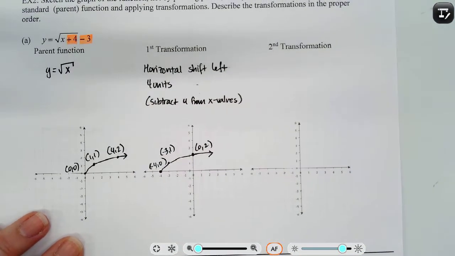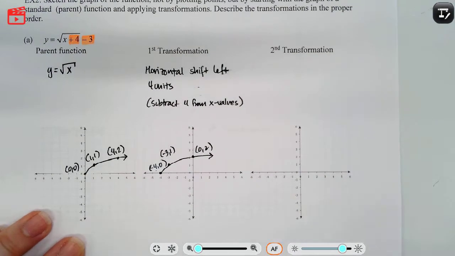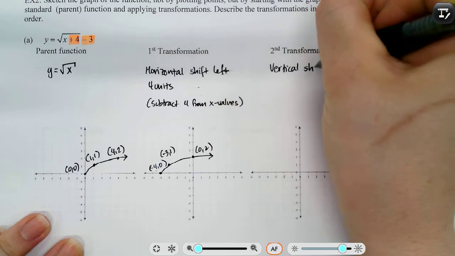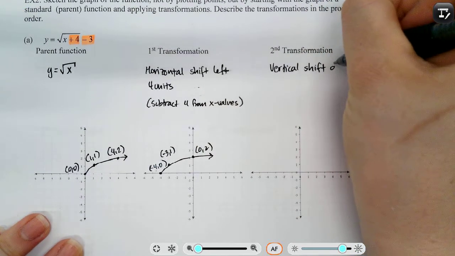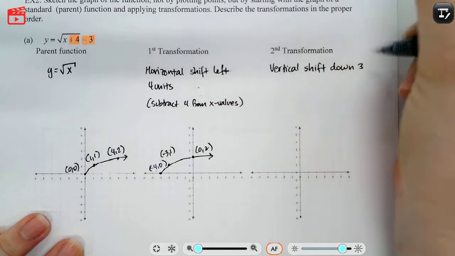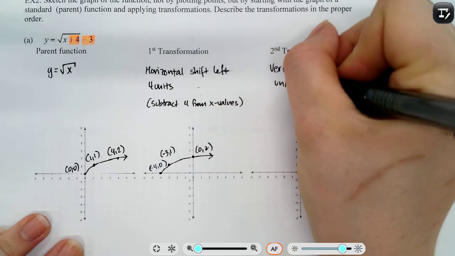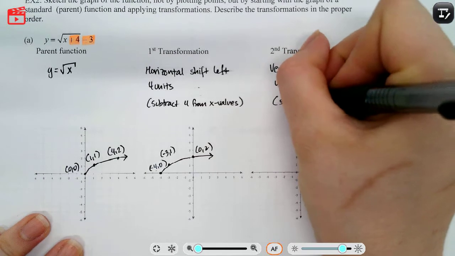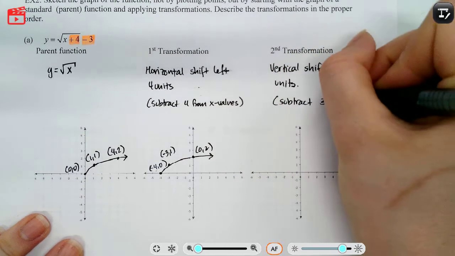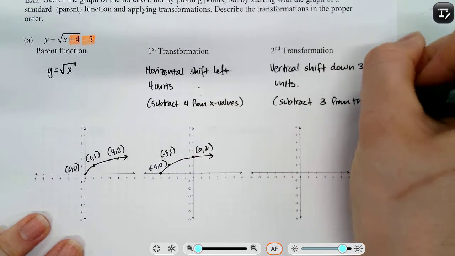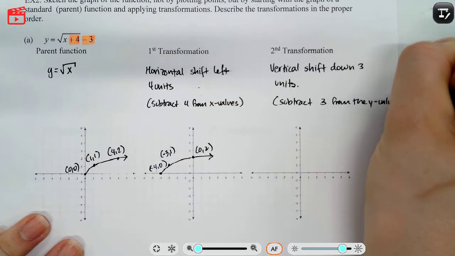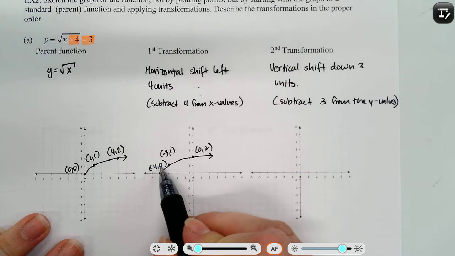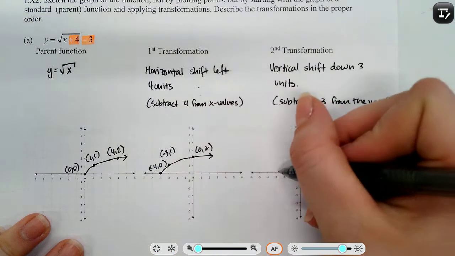All right. And the last transformation is minus 3. So that means we're going to do a vertical shift down 3 units. Okay, this affects our y values. So we're going to subtract 3 from the y values. Okay, so looking at our y values, that's a 0. So subtract 3 from 0. It's going to be negative 4, negative 3.